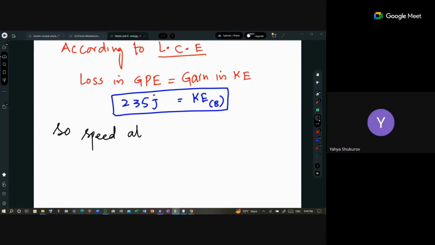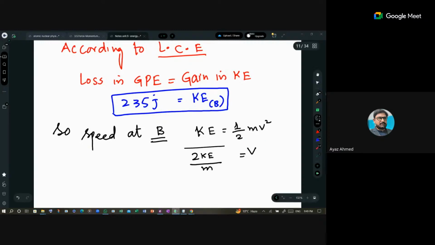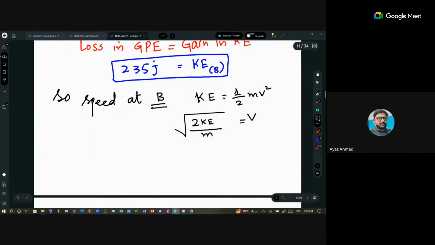So if you agree, let me know what the speed will be at that point. We have the mass and energy, right? It will be equal to 1 by 2 mv square. So the speed will be equal to the square root of 2 times kinetic energy divided by mass. Don't worry, this equation is very simple: 2 times 235 divided by 2, because 2 kg was the mass, so this would be gone.